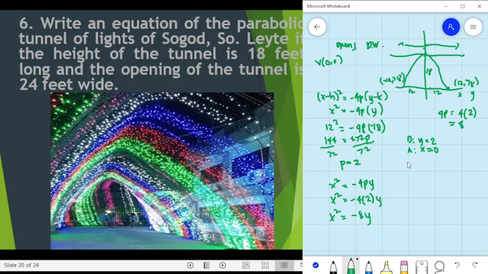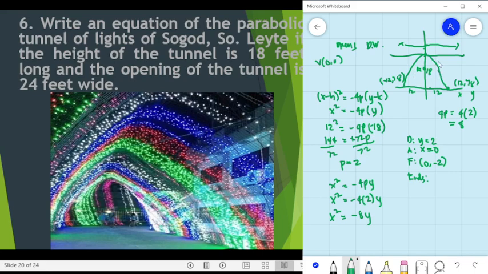Then your focus would be 2 units below. So 1, 2. So this is your focus, and the coordinates would be 0, negative 2. And then your ends of the latus rectum should be 4 units, since 8 is your 4p. So 4 units right or 4 units left. So 1, 2, 3, 4.